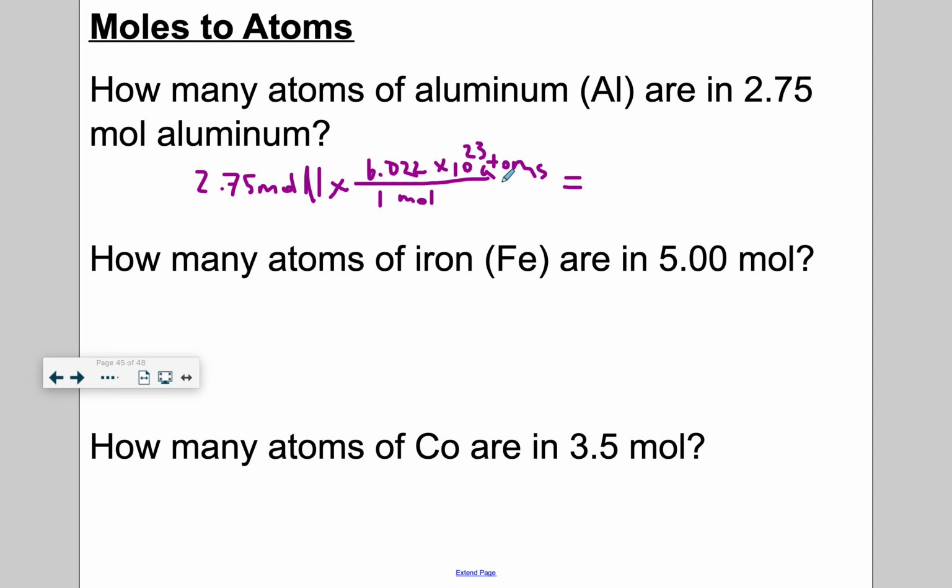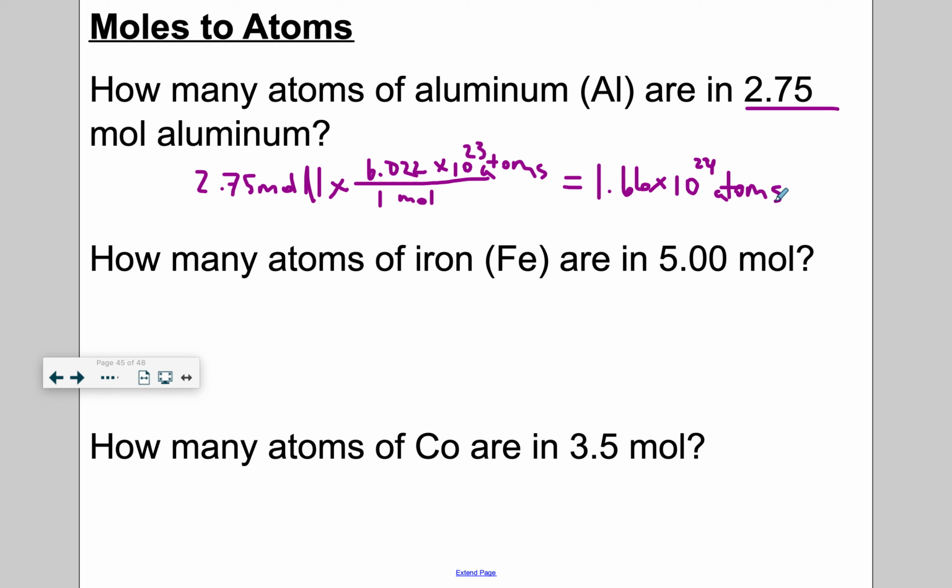Okay, so punch in the calculator, 2.75 times Avogadro's number, 6.022 times 10 to the 23rd. 1.656, how many sig figs? 3. So 1.656, I'm going to round it to 1.66 times 10 to the 24th, and that is atoms of aluminum.